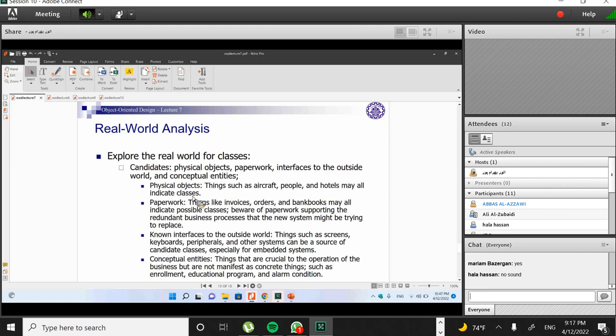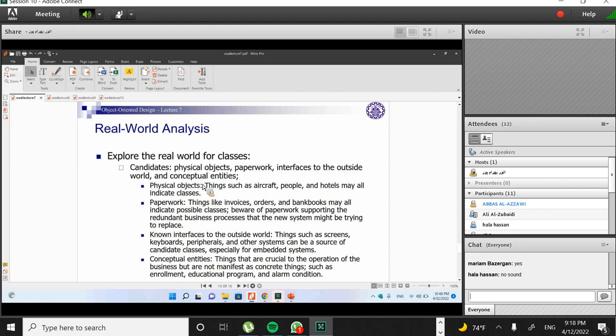So this class is identified by the real world, by the physical object technique, as I talked about in the ATM case study. Paperwork, interfaces to the outside world, and conceptual entities. All of these types are discussed here.